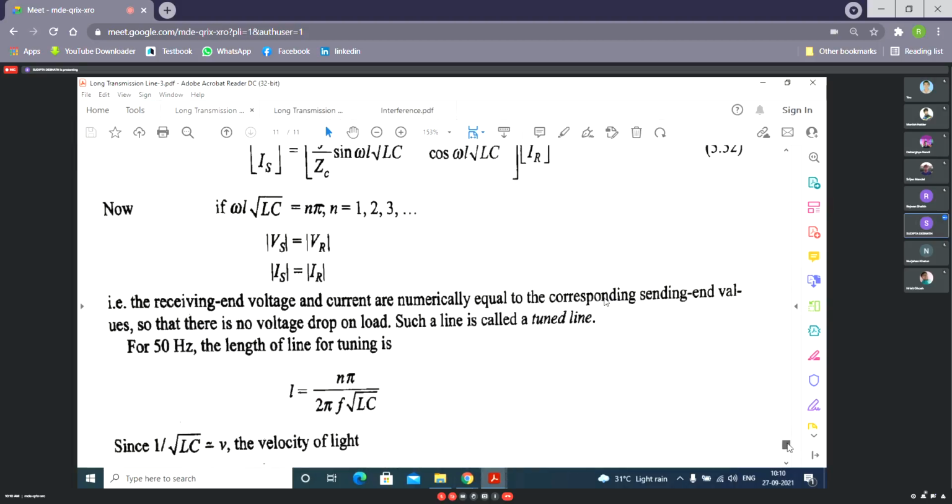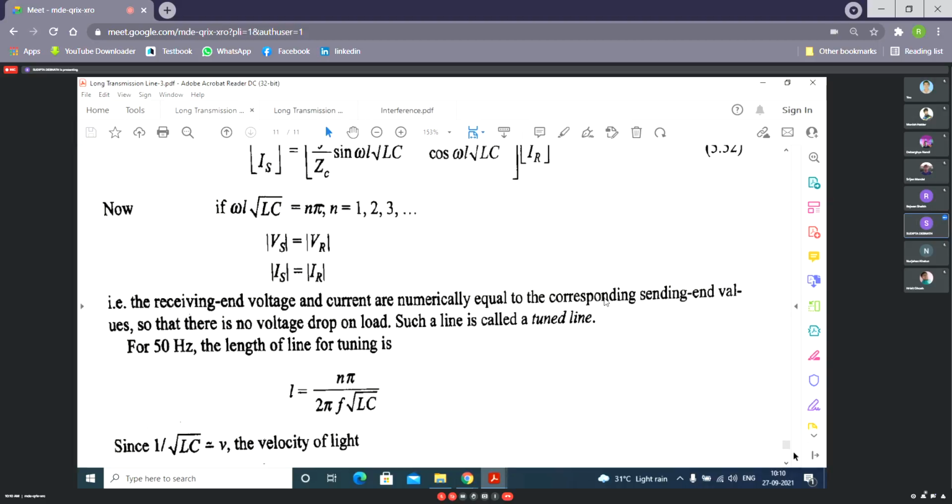Okay. And let us find out what is the length of the line. Say n is 1. Then omega L root over LC equal to pi. So what will be L? L equal to, if n equal to 1, and first let us consider some value of n. So L is actually equal to n pi by omega root LC. Omega means 2 pi f.